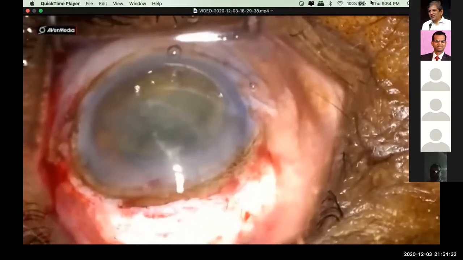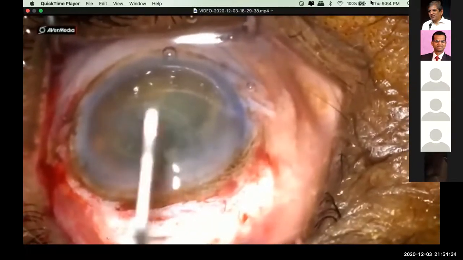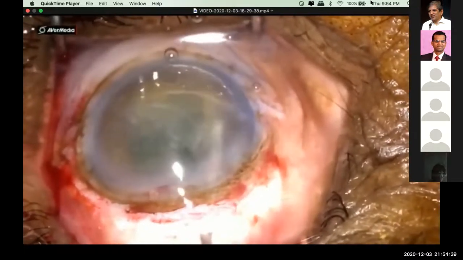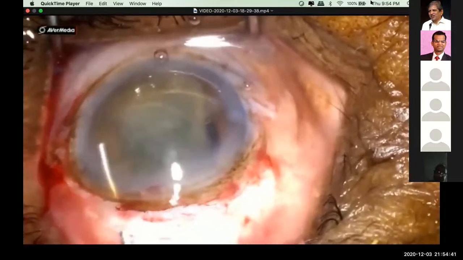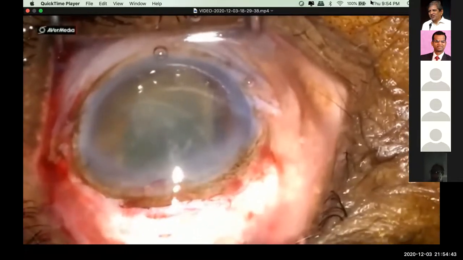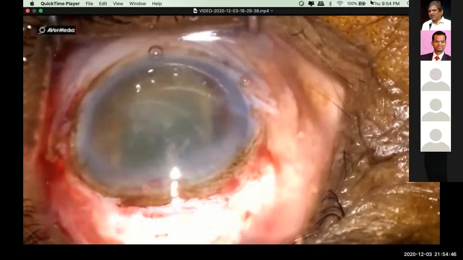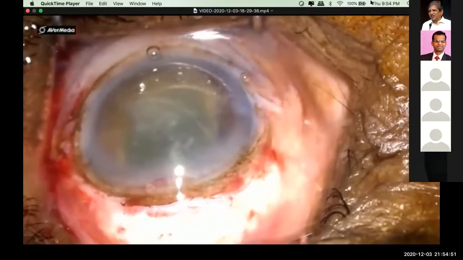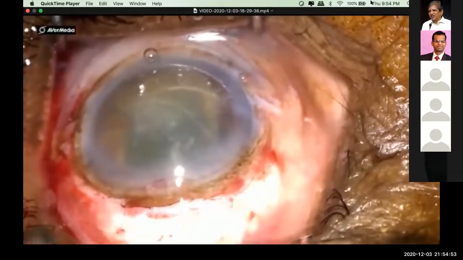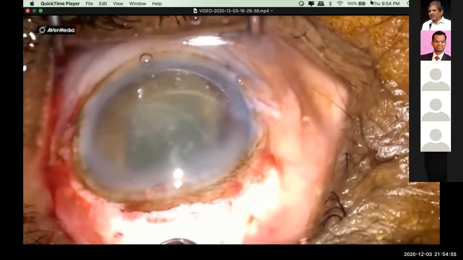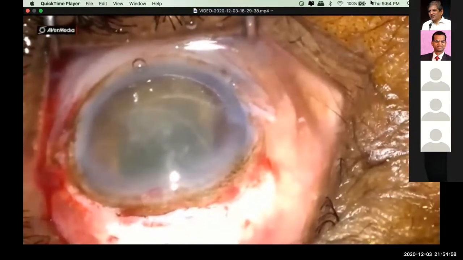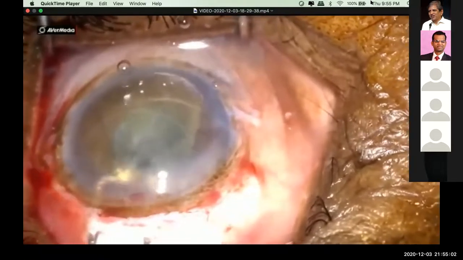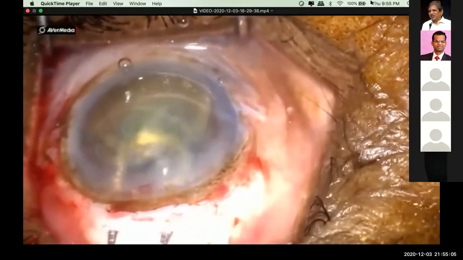Supposing if it is a much harder nucleus, a grade 2, grade 3 nucleus, it will be very difficult. Just watch. Viscoelastic is being injected. And this is one step where the beginner always tries to do all the steps in a hesitant manner. They'll be very confident while doing the tunnel and rhexis. This is one step they feel very hesitant. You can just see the vectis going behind the nucleus.